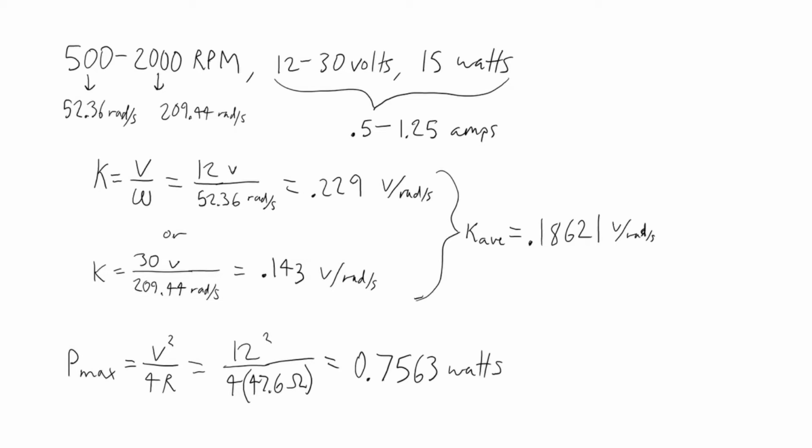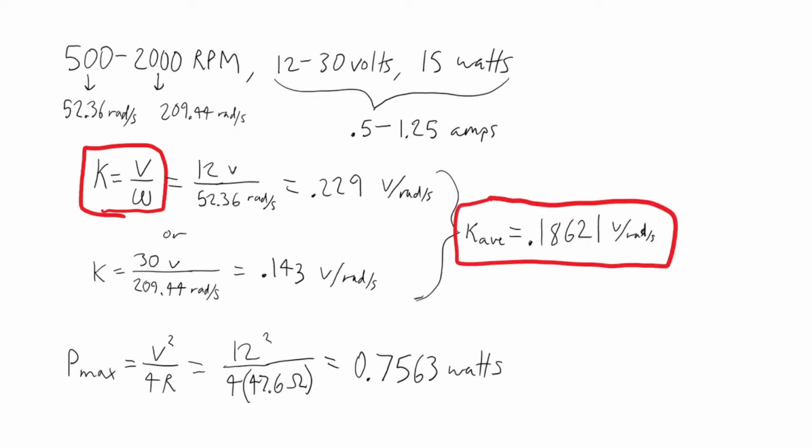So I have an equation here for K. K is voltage over angular velocity. Thing is they give us two voltages and two angular velocities, and so I decided to calculate both and take the average of them, which ended up with this being my K value. Out of curiosity, also I tried to calculate the max power. They claim it outputs 15 watts, but according to the resistance that I measured off the coils, it's only going to output a fraction of a watt.